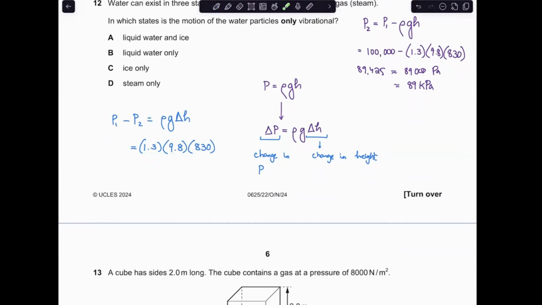1.3 into 9.8, okay, that's 10,574. So I'm just going to write it as 10,600, rounded off. 10,600 Pascal. That means the pressure difference between the two locations is 10,600. And this is just the standard equation. We've not introduced a new equation. That's what it actually means, that the difference in heights will directly give you the difference in pressures.